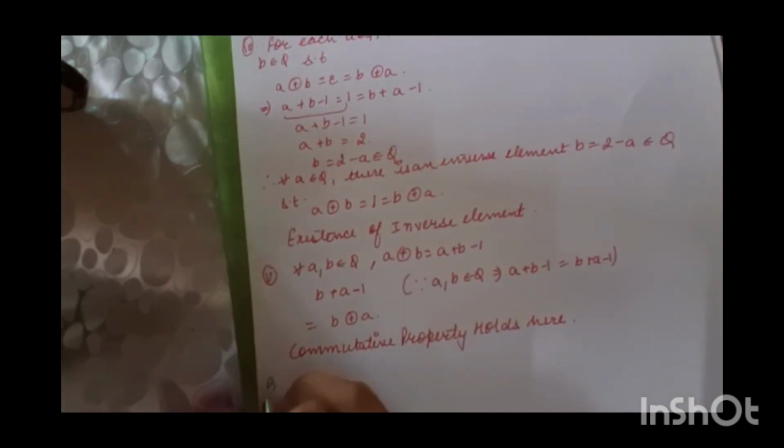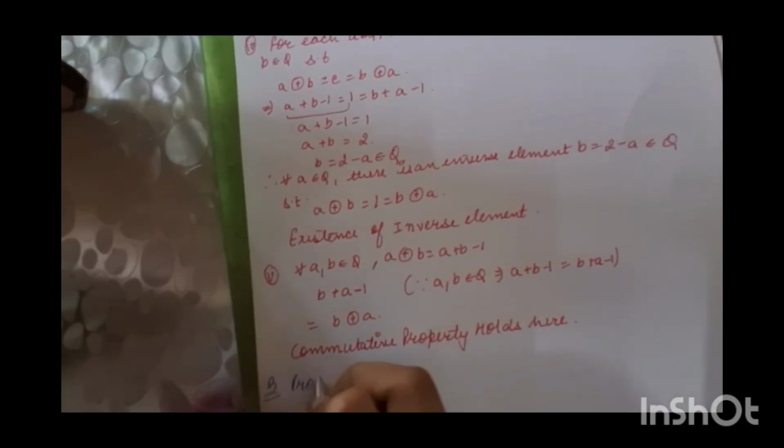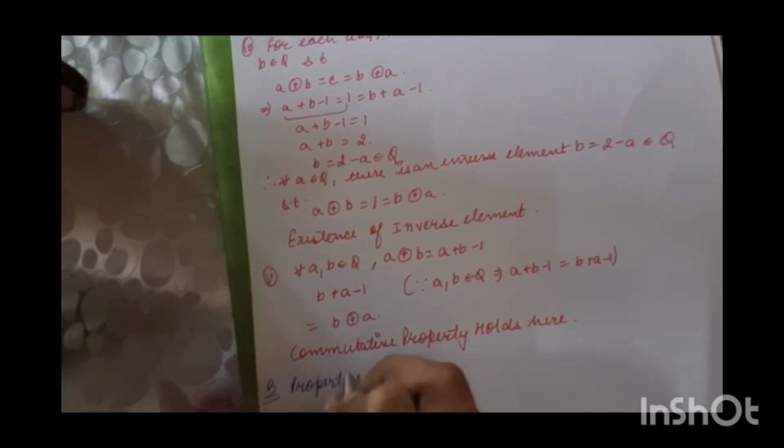Now these all were the properties. These all 5 properties were with respect to addition. Now we need to prove some properties of multiplication. All right.